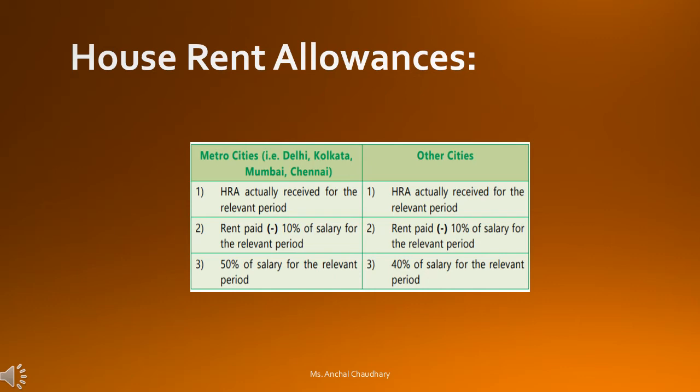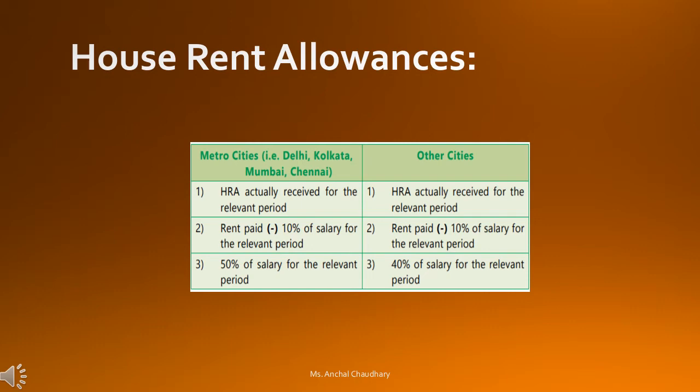Partially taxable means up to what extent you can get the tax rebate. So let's have a look at the HRA, that is house rent allowance. If an employee is getting house rent allowance in metro cities, if that person is living in metro cities like Delhi, Kolkata, Mumbai, Chennai, then there are three situations. You have to find out these three situations and focus on them first.